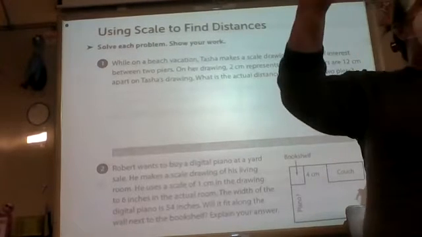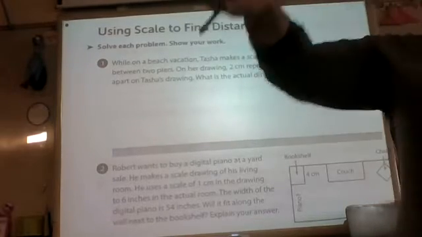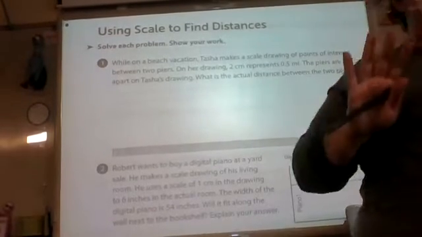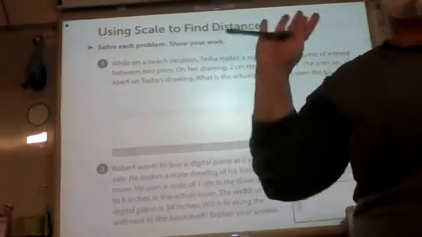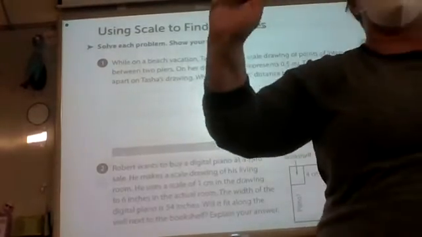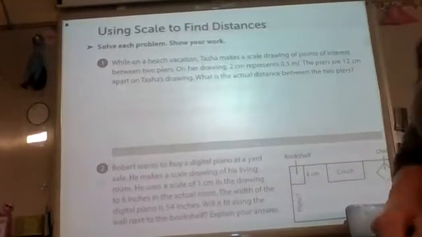Just to let you guys know, piers are like, it's the beach, and there's a pier that goes into the ocean this way. It's like a big old dock. And then there's a pier that goes this way, all right? Anyway, they're points on the beach.